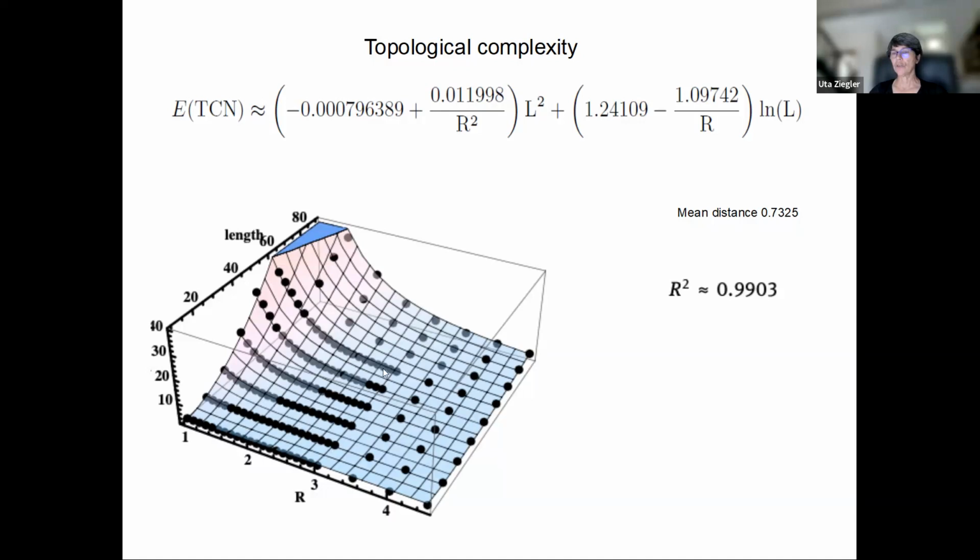Now, when you see the surface here, maybe you can see that some of the black dots, which are data points, are above the surface and some of them are below the surface. So we're not claiming this is 100%, but it still gives us a general idea of how a surface like this looks.